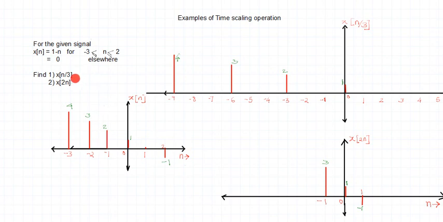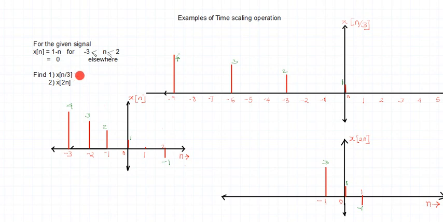So what is the first operation we'll be doing? We'll be doing x of n by 3. This is what we are expected to find. What is the scaling factor? Scaling factor is 1 by 3, right? So with scaling factor 1 by 3, we understand it's going to result in signal expansion. So we are going to expand the signal. What is the factor by which you are expanding the signal? By a factor of 3. So it is 3 here. We are expanding the signal by a factor of 3.